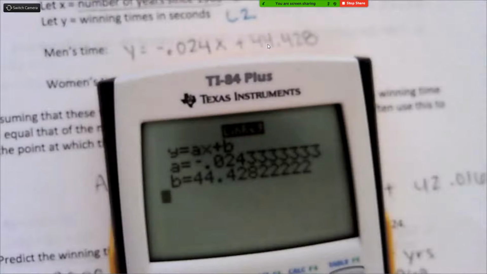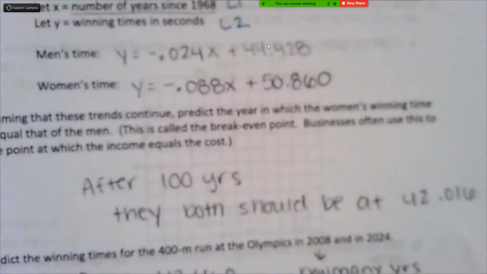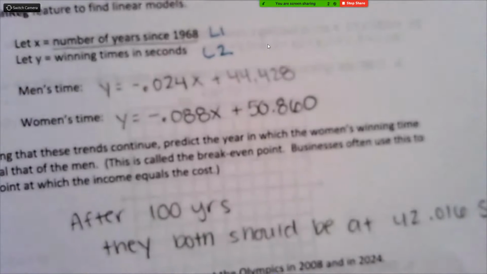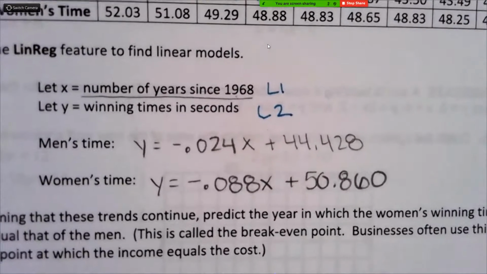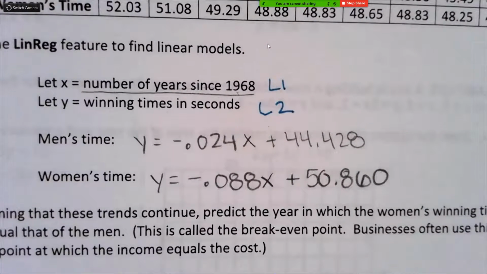Okay. And did we get negative 0.88x plus 50.860? Is it okay? The calculator just rounded it. Mine's not 0.09. That's okay.